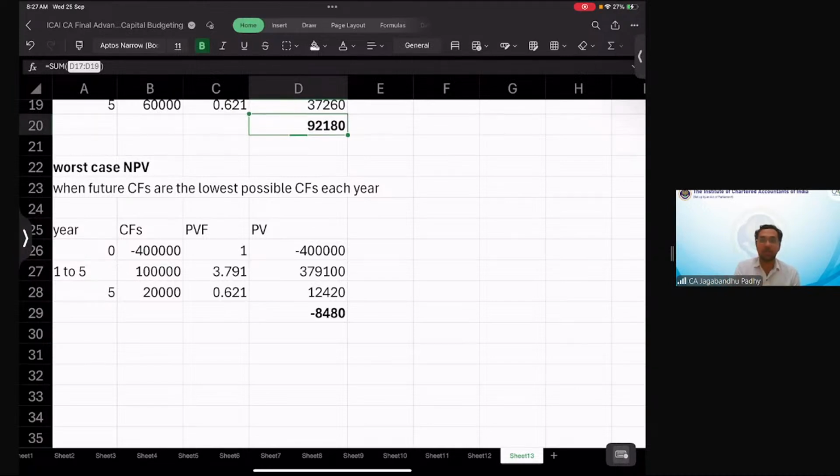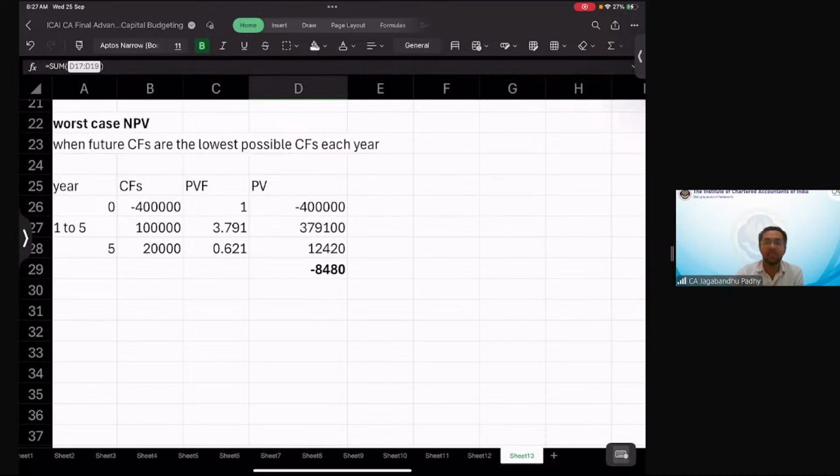So you are likely to suffer a negative NPV of 8480 when things turn really bad in the subsequent years.